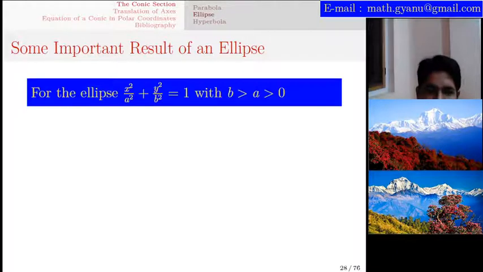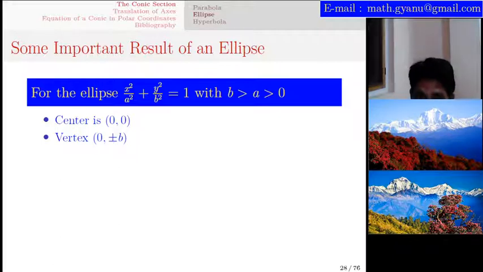Now, the previous form is also known as the standard form, and another form is for the ellipse x square by a square plus y square by b square equal to 1, with b larger than a and both non-negative. In the previous result a is larger than b; in this result b is larger than a. Then, as before, the center will be 0 0, and the vertices will be 0 comma plus minus b, because its major axis is the y axis. In the previous result the major axis is the x axis. The foci will be 0 comma plus minus be.